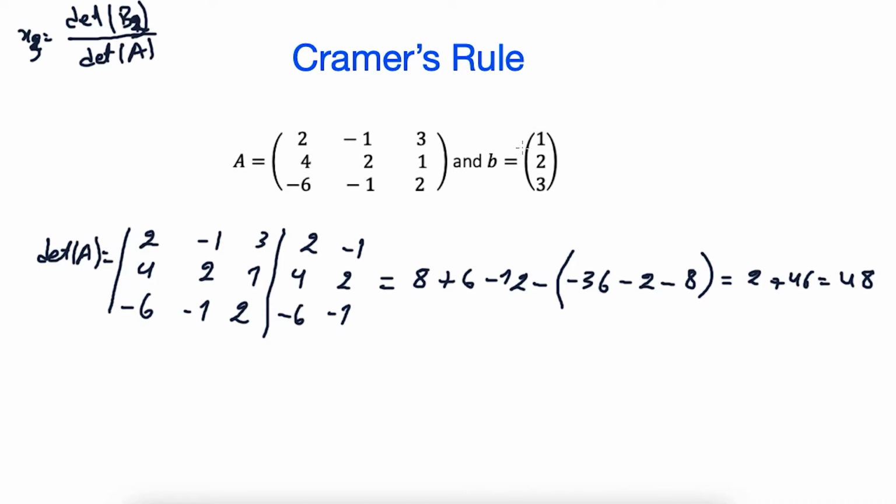First we will start with the determinant of B1. Here we replace this column by B, so it will be 1, 2, 3, the vector B, and we use these two columns as they are: minus 1, 2, minus 1, 2, and minus 1, and 3, 1, 2.